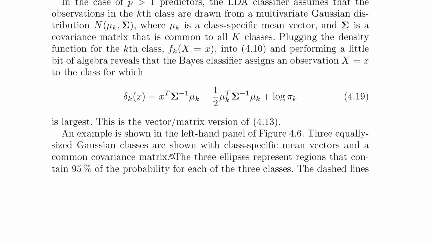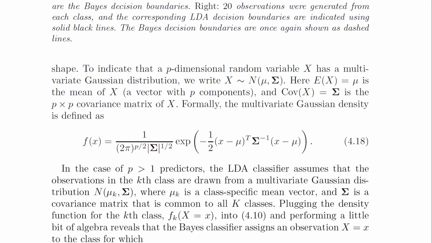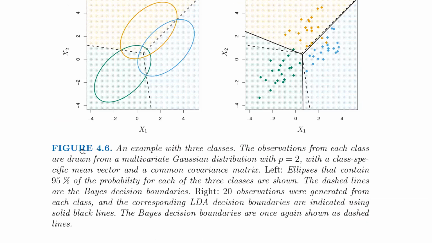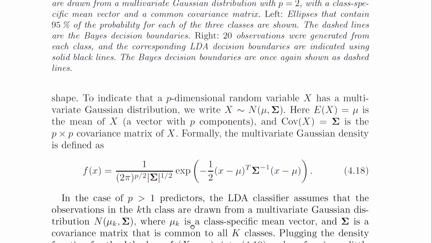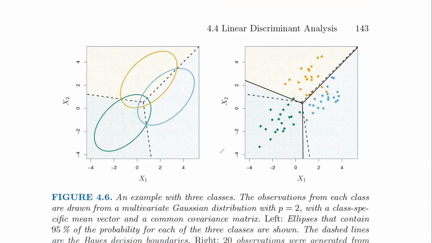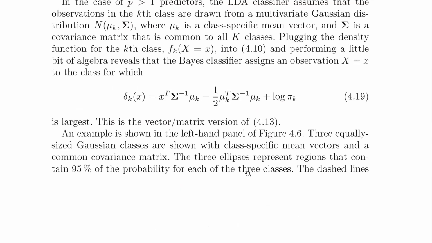An example is shown in the left-hand panel of figure 4.6, this left one over there. 3 equally sized Gaussian classes are shown with class-specific mean vectors and a common covariance matrix. So where is their mean? Their mean, I think, will be in the middle. So this is the mu green, the mu blue, and the mu gold. They have the same covariance matrix, and in fact the ellipses are spread out in the same way.